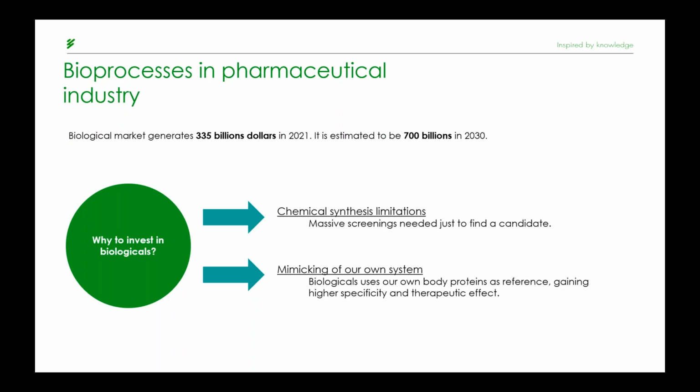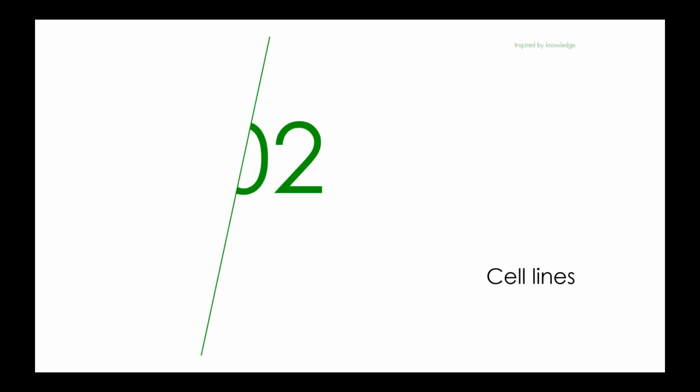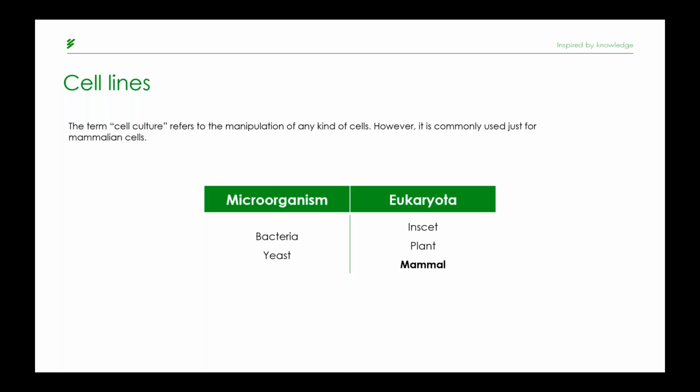But in order to synthesize these drugs through bioprocesses, we need specific elements. That will be the expression system or the cell lines, the culture media, and supplements to enhance the effect of the media. The expression system, or the living cells used in the bioprocess, are a key point to synthesize these biological products correctly. There are many kinds of expression systems.